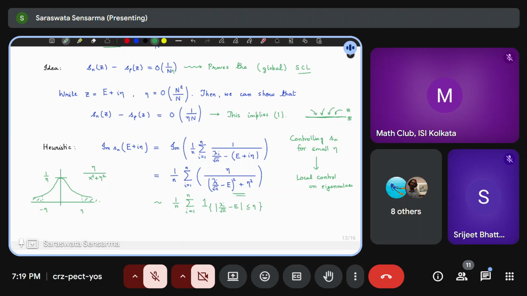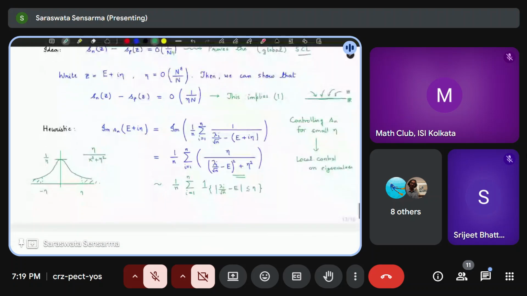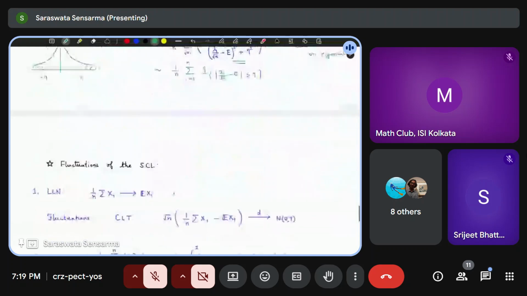So if I look at this function, this summation is effectively counting. Basically each function sort of looks like this indicator that lambda_i by root n minus e is smaller than eta. That this e that you're using will catch only those lambda_i by root n's which are within an eta distance. So this is not an explanation really, but it's a heuristic to say that this is why you can use Stieltjes transforms to get local control.